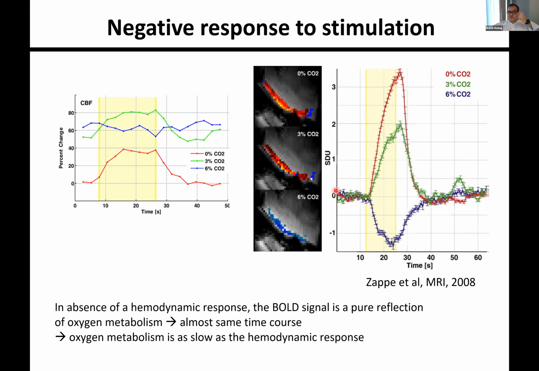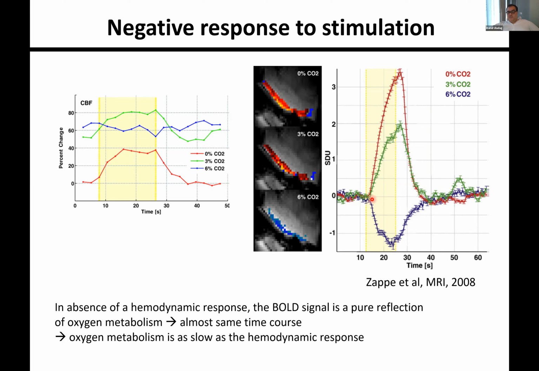Now, the interesting effect, so this was blood flow on the left, on the right is BOLD signal. This is from a different experiment, therefore the stimulation is a little bit shorter. Here you see in red the BOLD signal during 0% CO2, so it's very normal. With 6%, you see negative BOLD. Now, the punchline of this experiment is, the red line is a combination of blood flow, volume, and oxygen metabolism. The blue line is just reflecting oxygen metabolism. And I told you it was a mystery why fMRI is so slow.